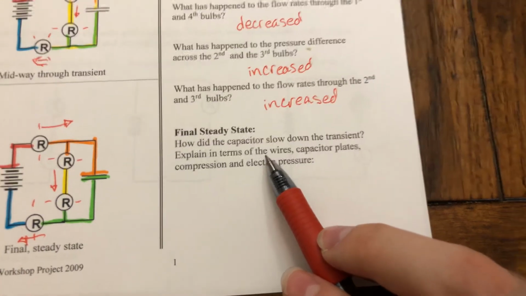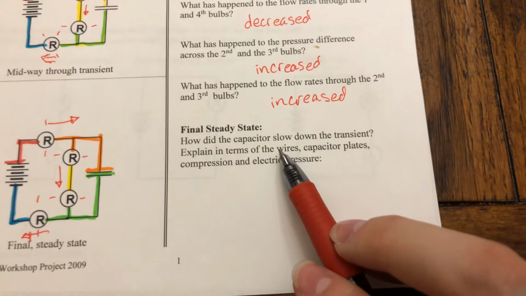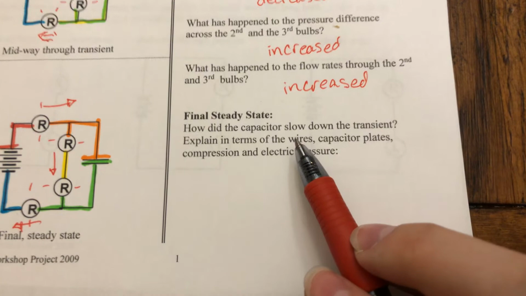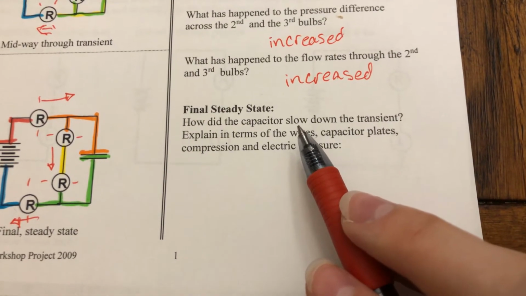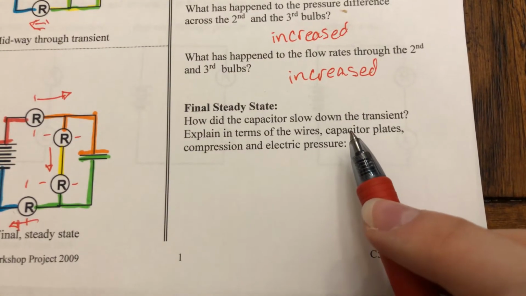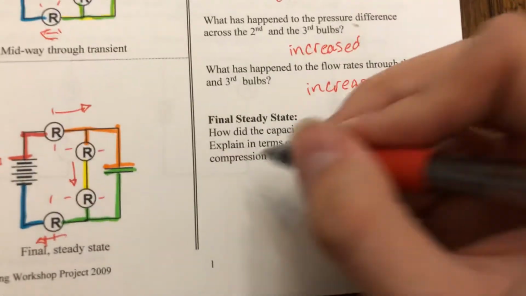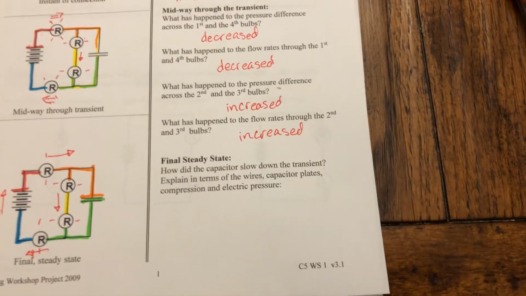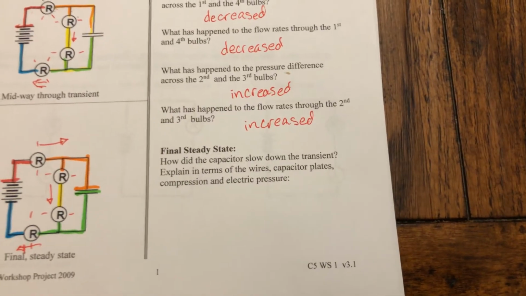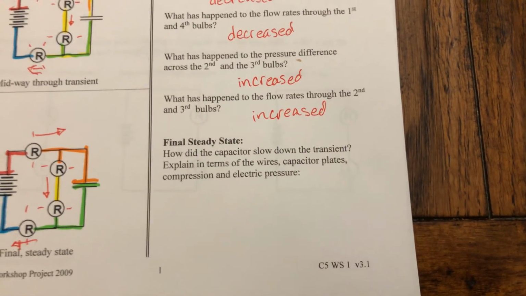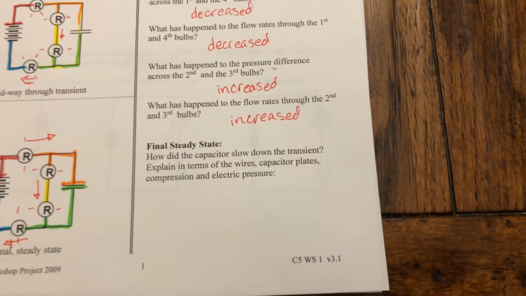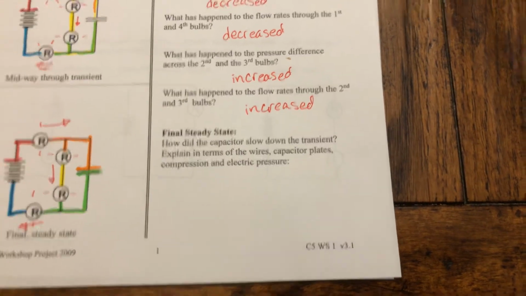And this is pretty much what the last slide of that PowerPoint that I just showed you was about, the transient process. The capacitor slows down the transient process because the capacitor plates have a very large volume. Okay, so the capacitor plates have a very large volume, whereas the wires do not have a very large volume. So it takes a lot more charge in order to compress that charge and increase the pressure in that capacitor plate than it does to do the same thing in the wire.